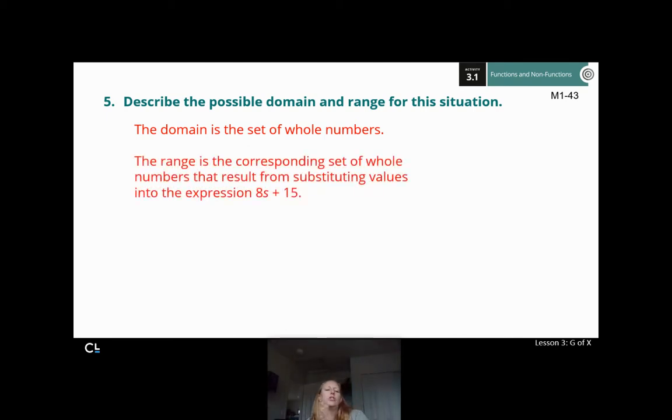So the range is the corresponding set of whole numbers, so still whole numbers, that result from substituting values into the expression of 8s plus 15. So my range is going to be the whole numbers I get when I plug in stuff for S, and that's going to be my range. Yay.